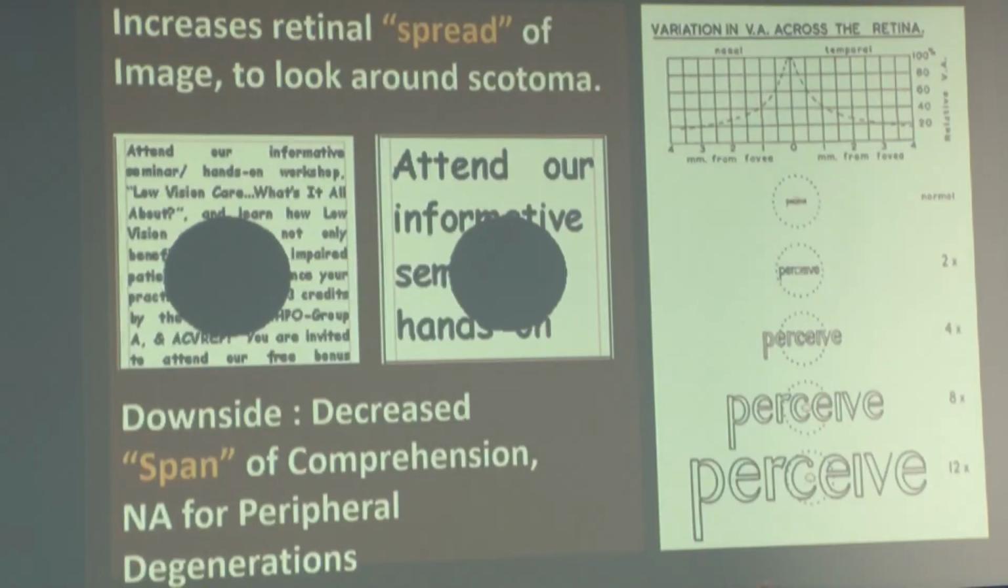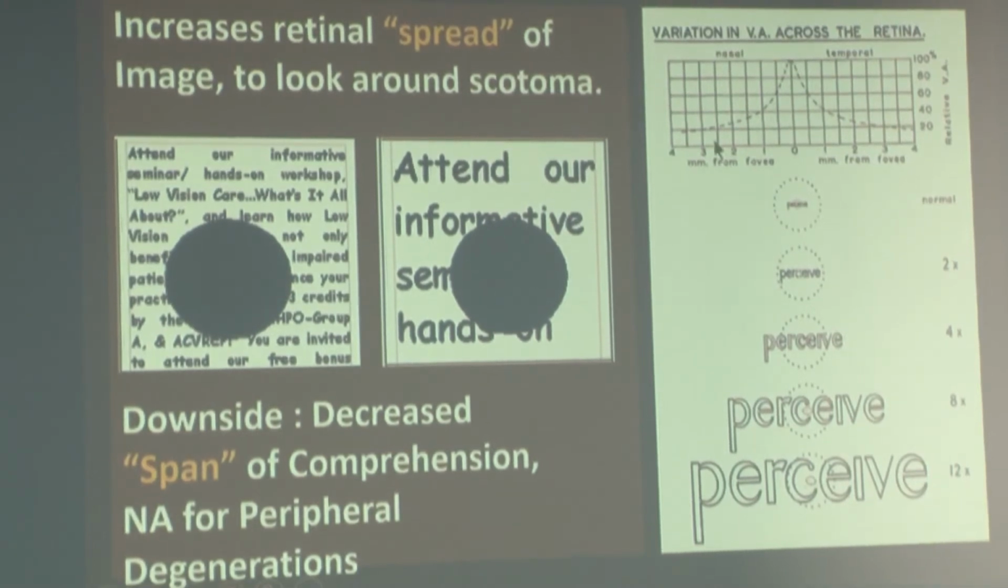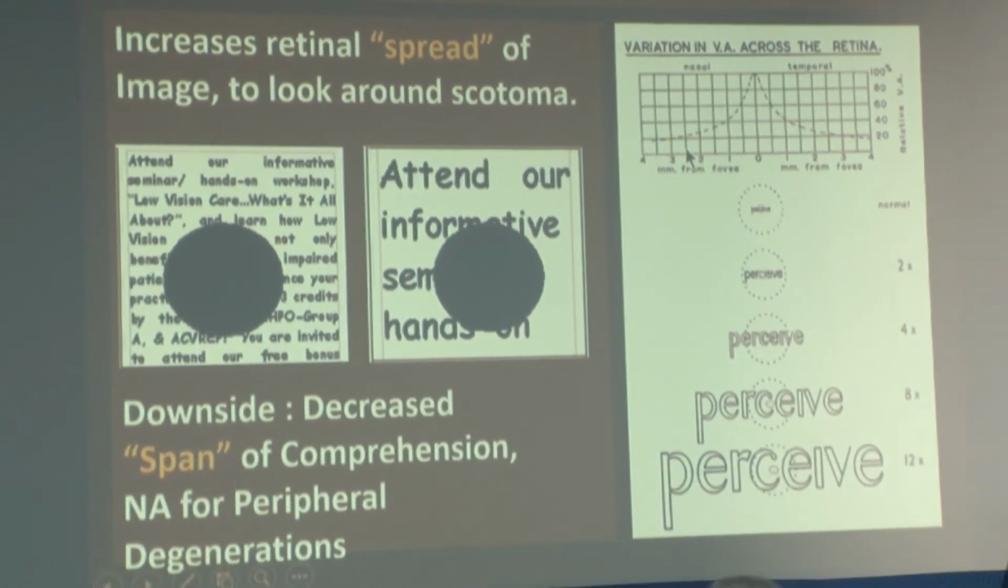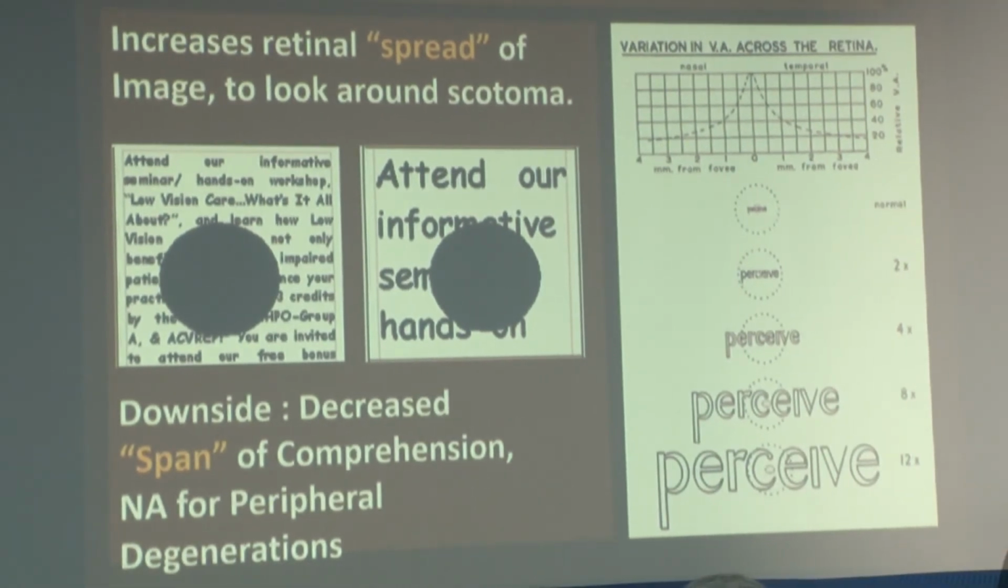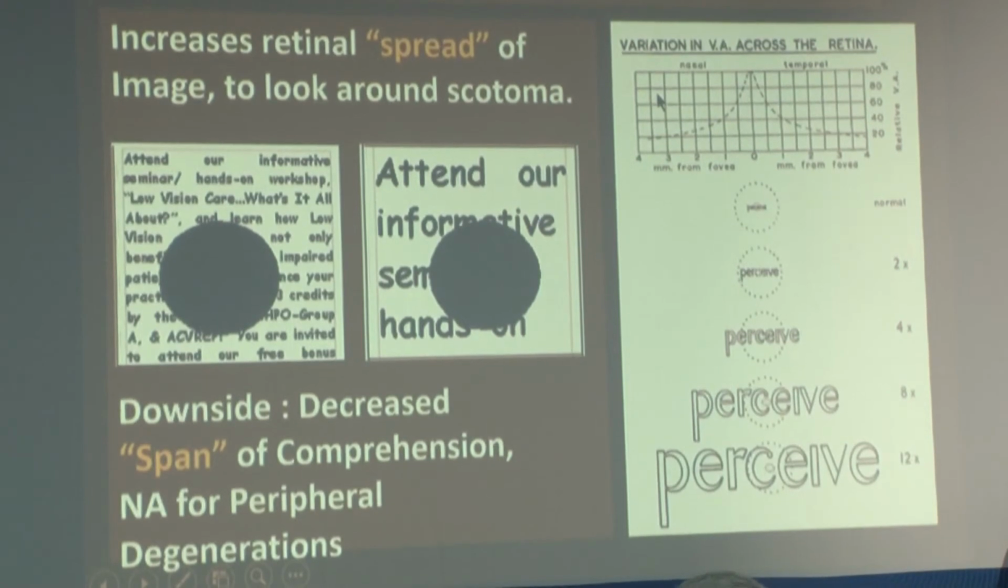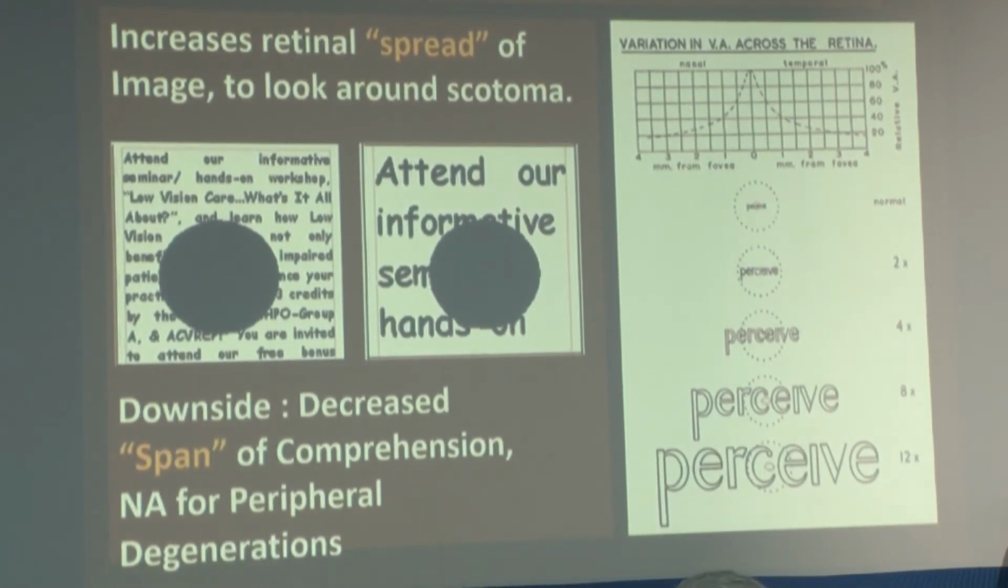Coming to the next principle, which is magnification. As you can see on this graph, the further you go away from the fovea, the visual acuity tends to decrease. So we take advantage of this fact in cases of people with central scotoma or where the fovea is involved. We try to magnify the image so that the light falls on the peripheral retina. Whatever little cones are there, we take advantage of those cones to help the patient see better. In short, it increases the spread of the image to look around the central scotoma, as you can see here.